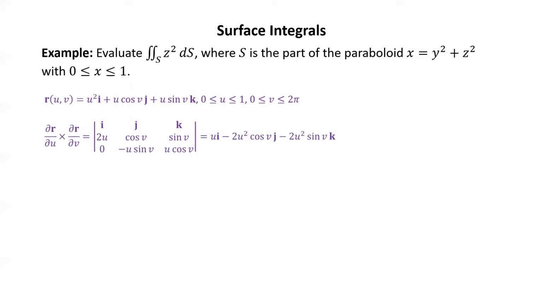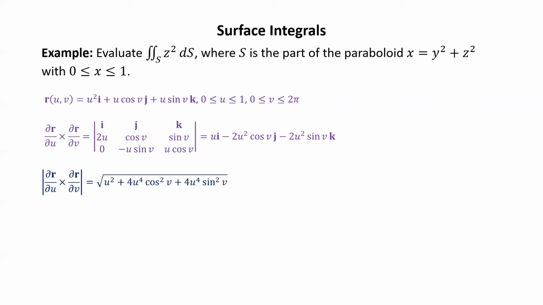So the i component is u cosine squared v plus u sine squared v, which is just u. The j component is 0 minus 2u squared cosine v. And the k component is negative 2u squared sine v minus 0. Now we take the length of this cross product.